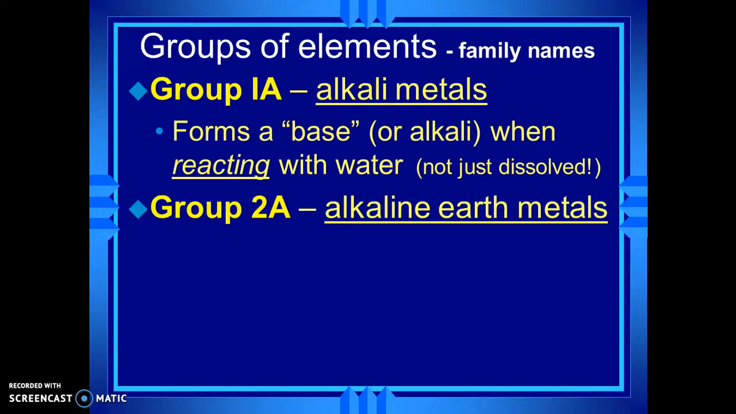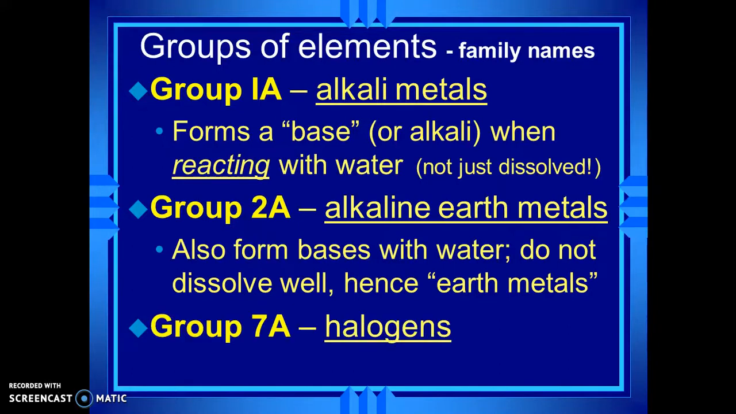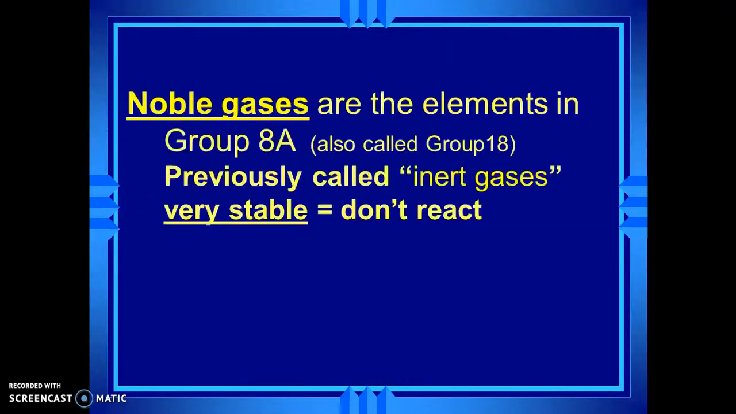Group 2A, those are called alkaline earth metals. So again, they are ones that form bases when they react with water. They tend to not dissolve well, which is why they're called earth metals, because we find them as hard deposits in the earth. Group 7 are called halogens. The prefix halo means salt forming, and we'll come back and look at why they're salt formers and what a salt is later.